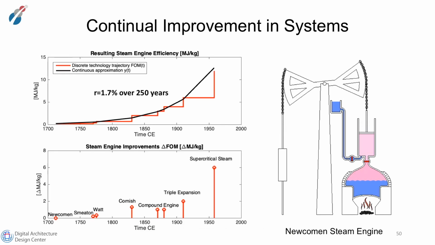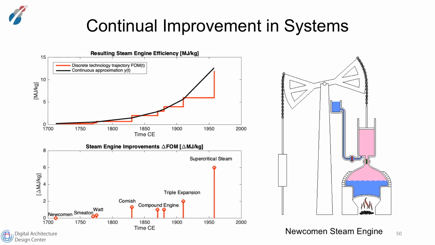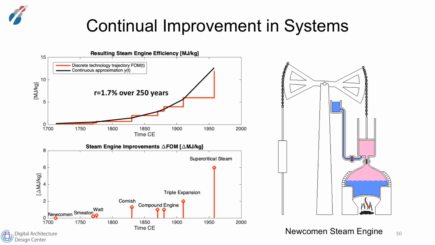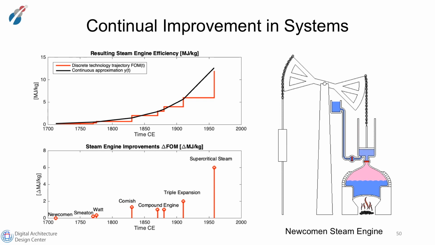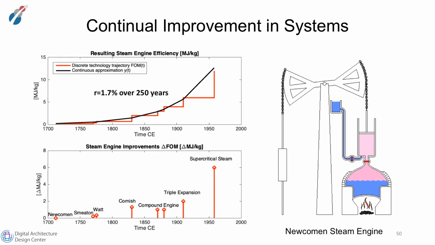Another example, going back further in time, is the steam engine. And so if you look at the progression of steam engine technologies, here using the figure of merit of efficiency of the engine. So how much useful work can you get out relative to the amount of energy that you supply? Energy, for example, in the form of coal.